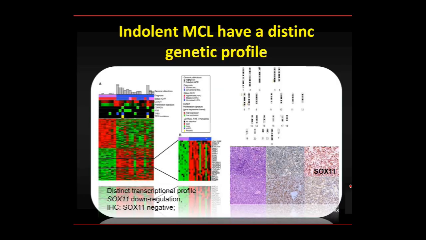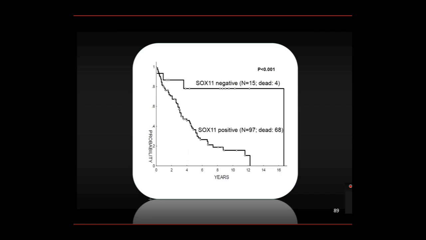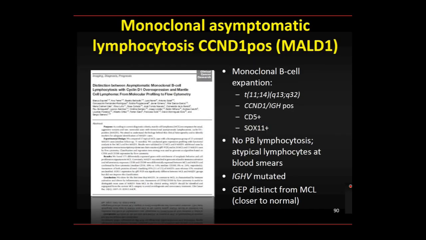And indeed, when you go for genetic study, you see that they are different. They are SOX11 negative. So the strongest marker for mantle cell lymphoma is negative here. So the biology of those cells is different from that of classical mantle cell. And in fact, if you consider the few SOX11 negative cases in the overall mantle cell population, you can see that the prognosis is quite good because they are mostly represented by indolent cases.